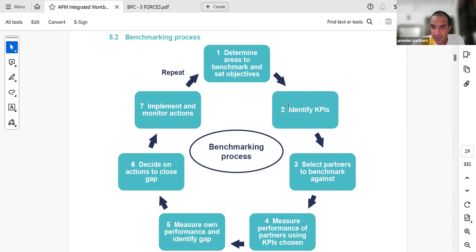Determine areas to benchmark and identify the KPIs. Select partner. Whom are you going to compare yourself with? It can be internal company or competitor, right? Then measure performance of partners using the KPIs chosen. Then measure own performance, our performance. And look at the gap. We are doing 10, they are doing 15. So 15 is better, isn't it? So that's 5 is the gap. Decide on actions to close the gap. Implement and monitor actions. And then you continuously do it, because there's no end to growth, development, improvement, right? But the 7 steps are important.